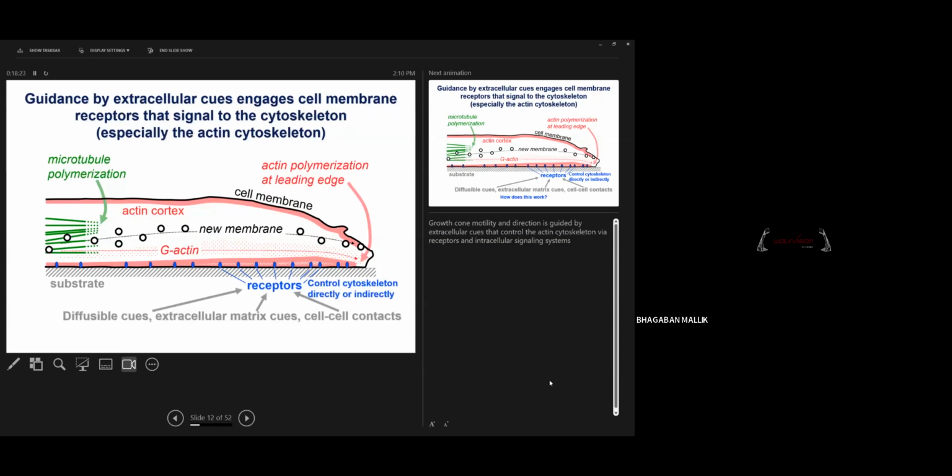Like you have the receptor. This is again a diagram showing the same thing: how actin is polymerizing at the leading edge, and the growth of the axon is happening because of the interaction of the microtubule and the F actin cytoskeleton. You have the receptor present in the cell, called the integrin receptor. They interact with the substrate. Then they give signals, and those signals regulate the polymerization of G actin and the extension of microtubules at the tip of this growing growth cone. So that's how the axon growth takes place.